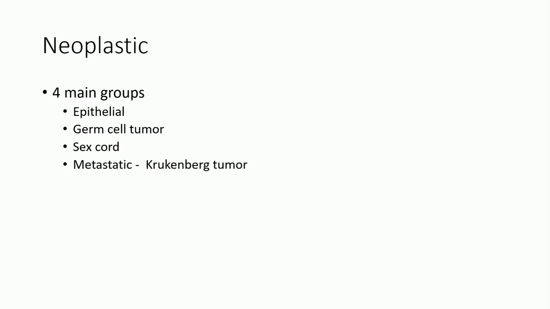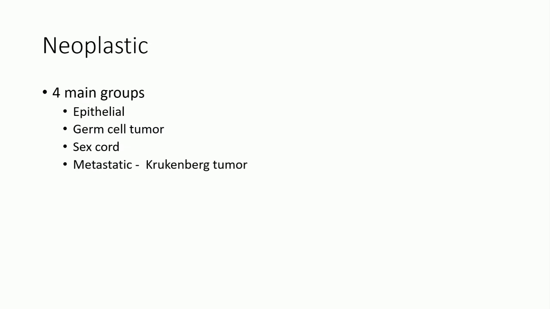The common one we see is Krukenberg tumor. Usual origin is stomach, gastric origin, and it metastasizes. The metastasis usually occurs due to the transcoelomic spread, and it comes to the ovary. So we have to remember the name Krukenberg tumor. That is the example for the metastatic tumor. Other metastatic tumors are very, very rare. This is the most common one.